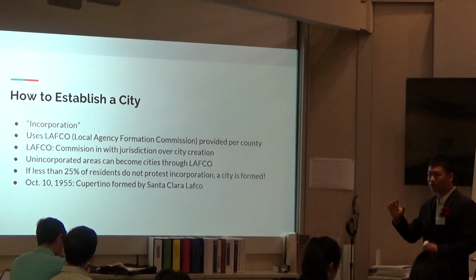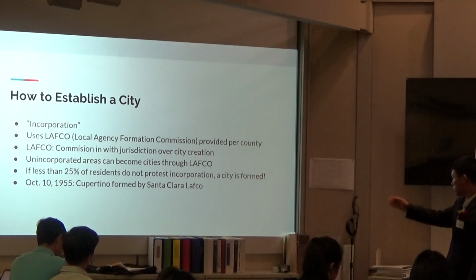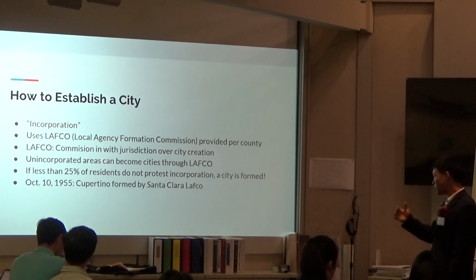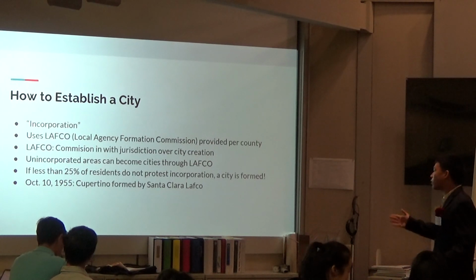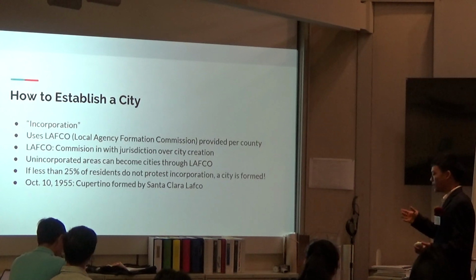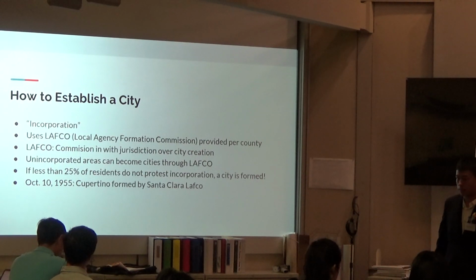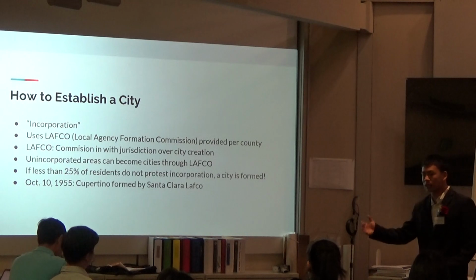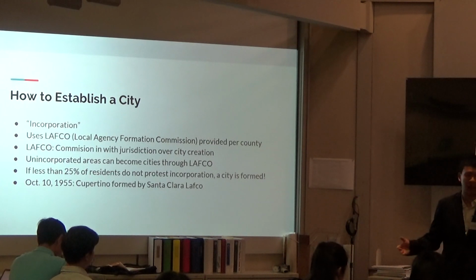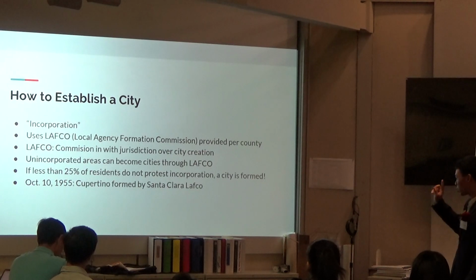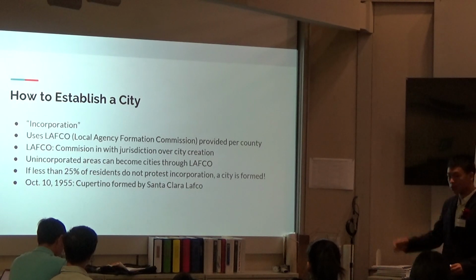And so LAFCO ultimately decides whether a group of individuals in a certain area are able to create a city. And so when you have these areas that are unincorporated, through LAFCO they can become cities. Obviously the people themselves have the ability to veto this. So if more than 25% of the people don't want to become a city through LAFCO, then they can protest this incorporation, and the city does not form. But ultimately, once LAFCO gives the green light, most of the time the city does become formed. And so in 1955, LAFCO allowed the creation of Cupertino, which was through the Santa Clara County.